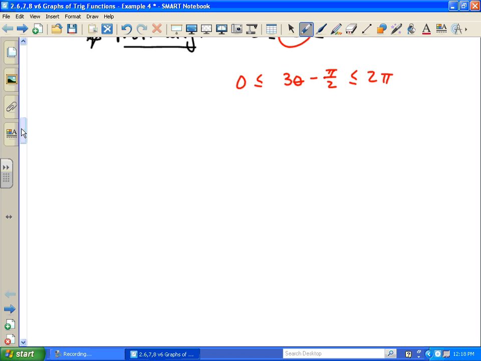I need to add over. Actually, in this case, I am going to do the same thing I did on a previous example. I'm going to multiply everything by the LCD, which is 2. That will clear my fractions. So I'll multiply this by 2, 3 theta by 2, pi over 2 by 2, and the 2 pi by 2. That will result in 0 on the left, 6 theta minus pi, and then 4 pi on the right. Okay. Add pi to all sides.